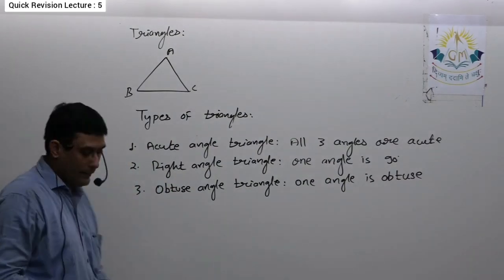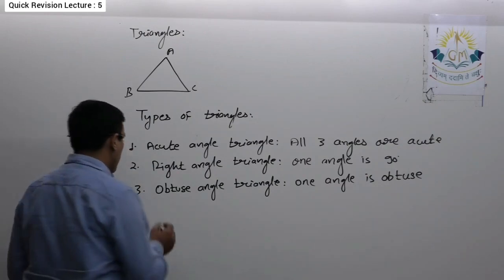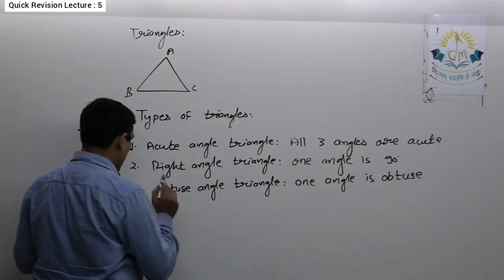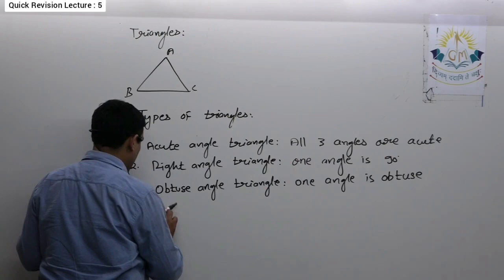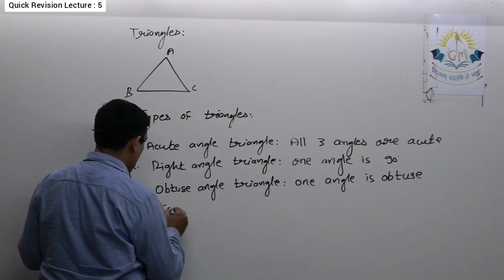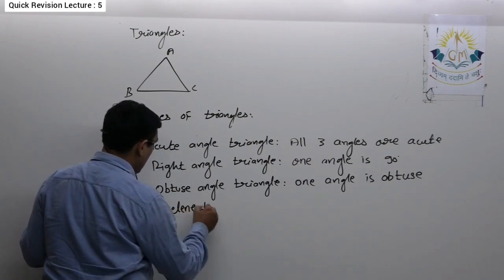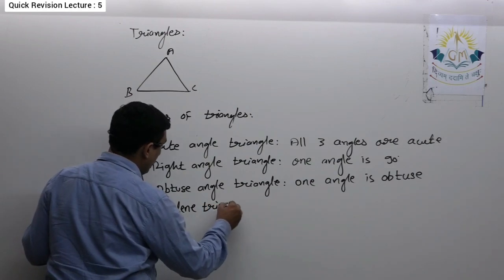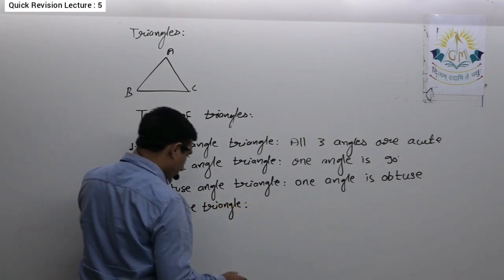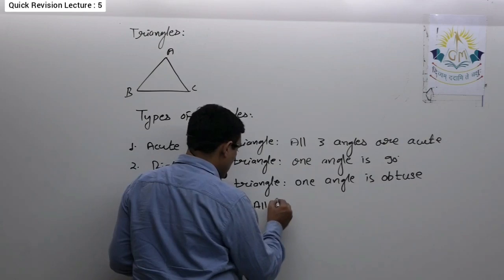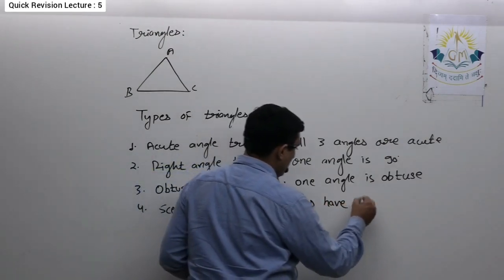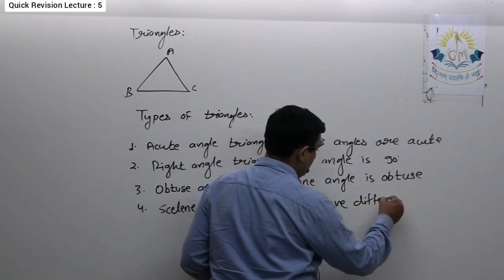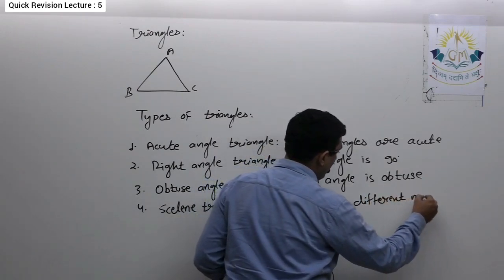Based on measurement, these are the types. Now based on sides, I'm defining in sequence only. First is the scalene triangle. A triangle whose all three sides have different measures.